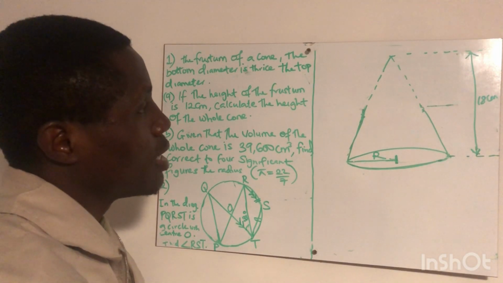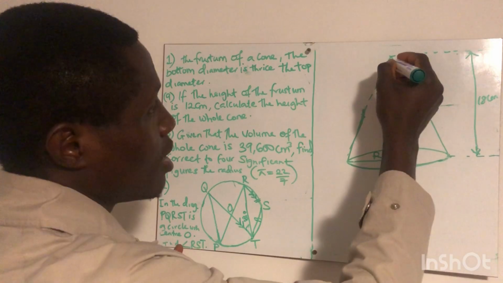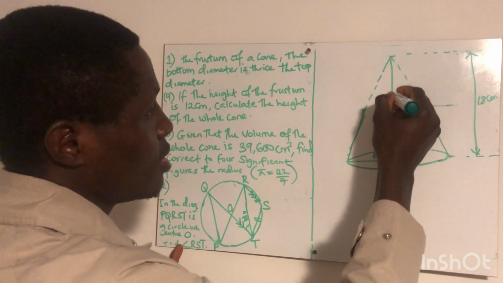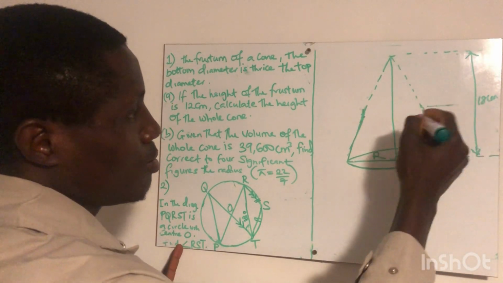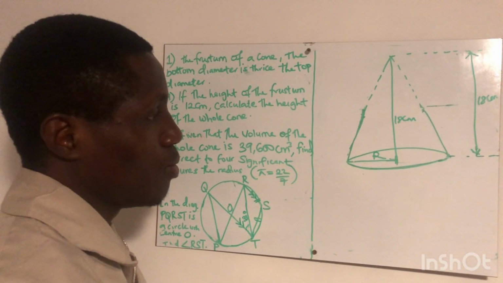Now, when we're looking at the whole cone like this, you see the radius capital letter R and the height, comparing to this, which is 18 centimeter. So this is how the whole cone looks like.